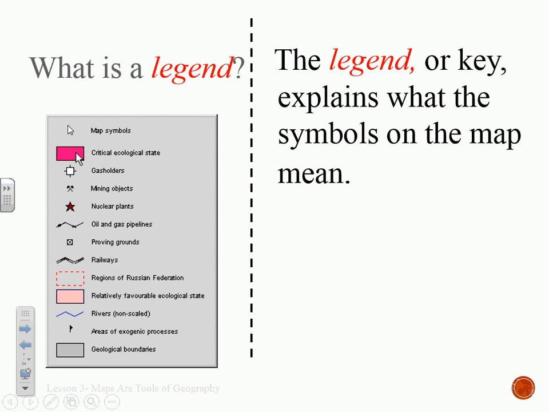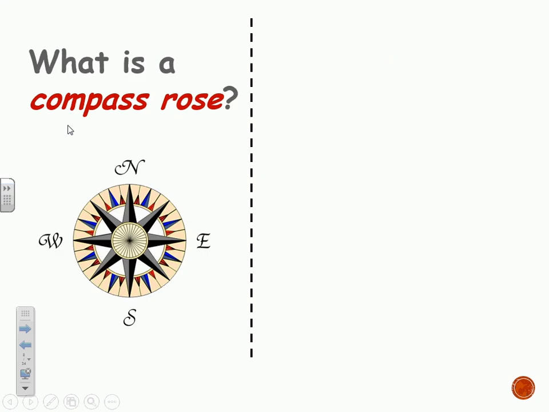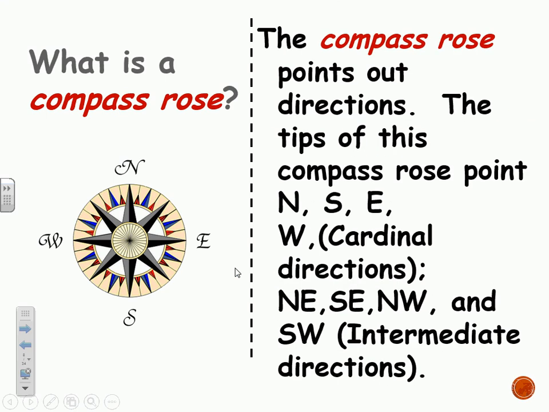Next we have the compass rose. This is a compass rose. What does a compass rose do? The compass rose points out the directions. It tells where north, south, east, and west are. So we can see we have the cardinal directions, north, south, east, and west.